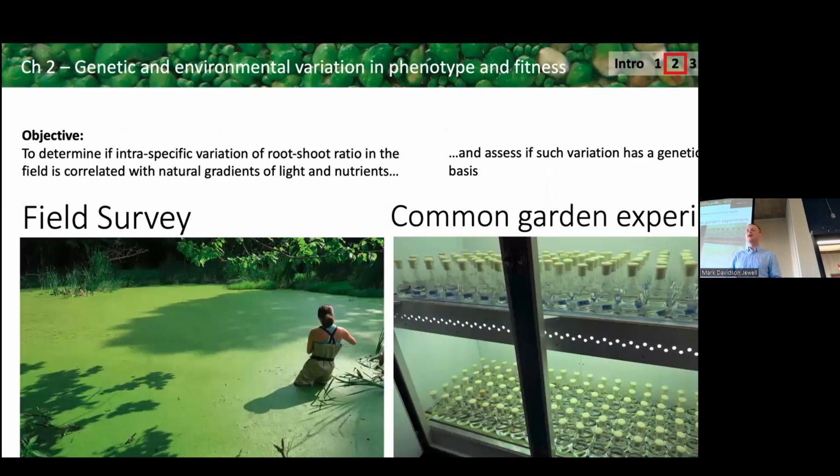So we went to the field and we looked for populations of Lemna minor. Again, just to summarize, the main objective of this chapter is to determine if intraspecific variation in the root to shoot ratio is correlated with natural gradients of light and nutrients, and then to assess if such variation has a genetic basis.